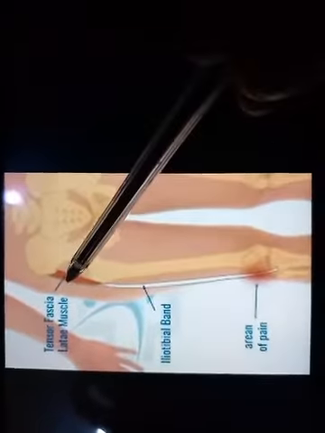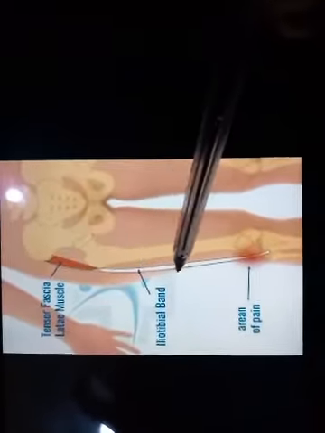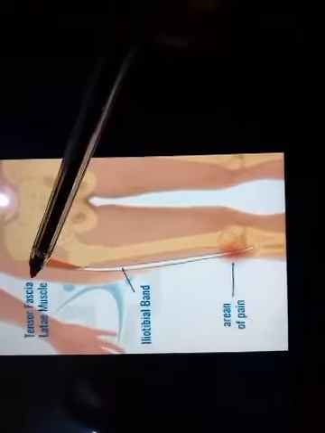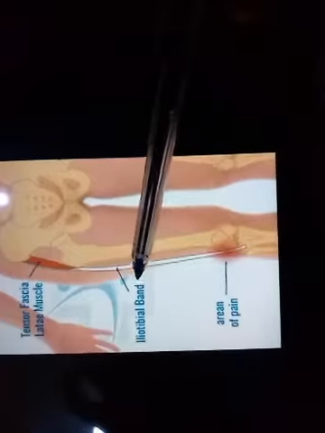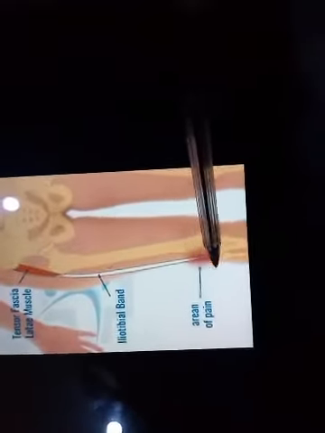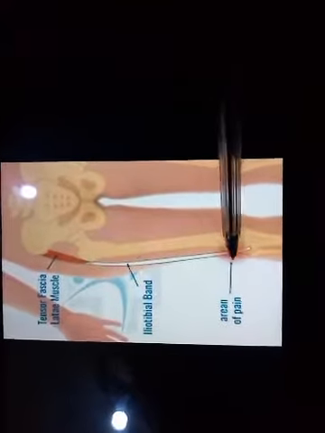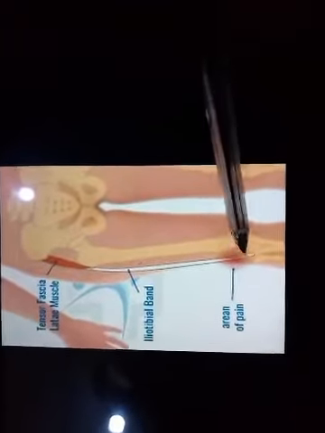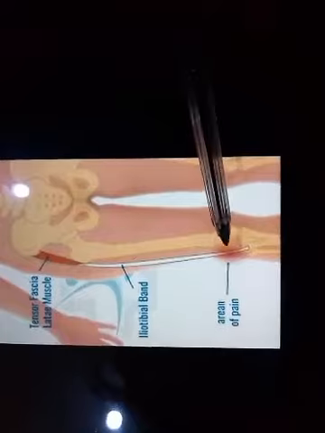This is a very good example. You can see the picture here very clearly, the tensor fasciae latae and then the iliotibial band. The connection is from the tensor fasciae latae muscle to the iliotibial band. It goes away, and then the iliotibial band ends here, and that's where the pain is. So when you notice pain around your knee region, this is your knee.